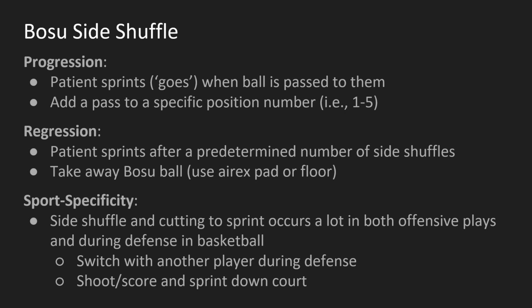Side shuffling and cutting to sprint occurs a lot in both offensive plays and defense during basketball, like when they're switching with another player in a defensive play, or they're shooting to score and then they sprint down the court in transition.